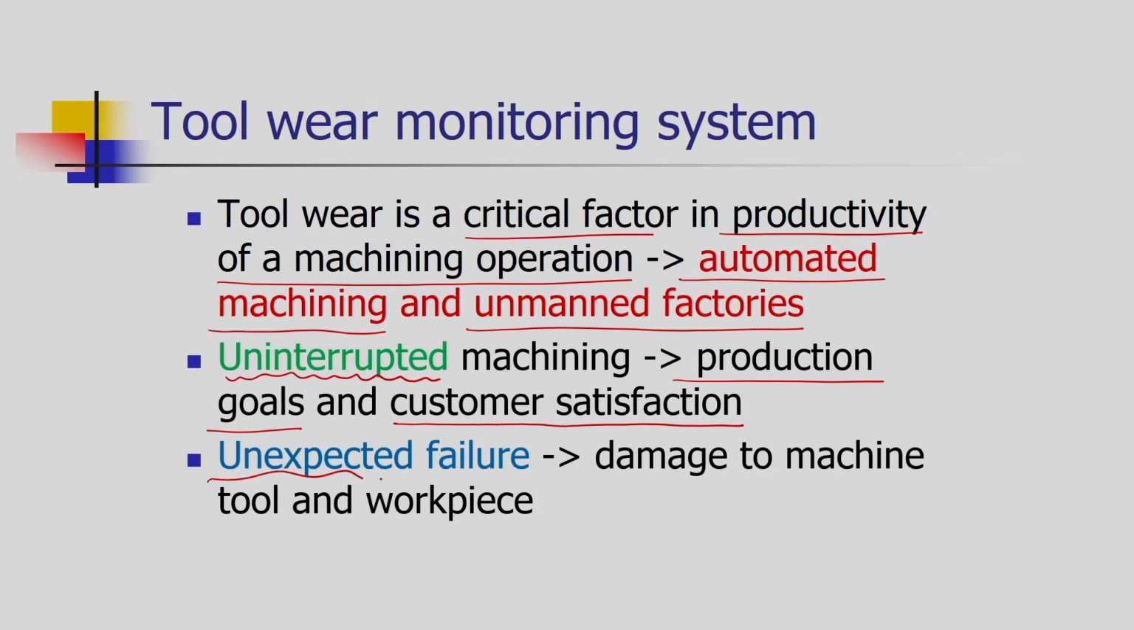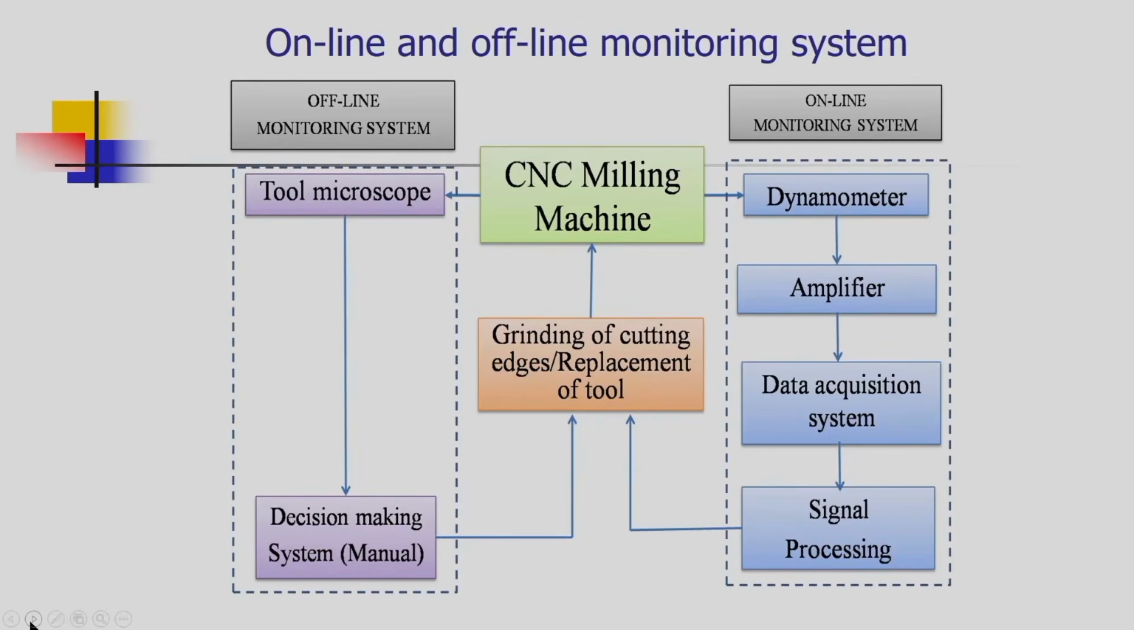So, we have already seen that these unexpected failures are damaging to the machine tool and the workpieces. Then the question comes: what are the ways or methods to monitor the cutting tool failures or to monitor the cutting tool health? So, basically there are two methods. First is the offline monitoring system.